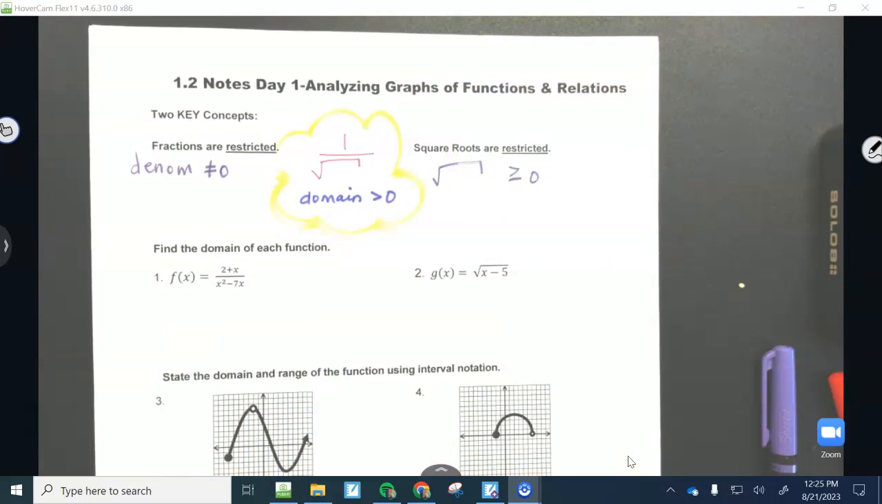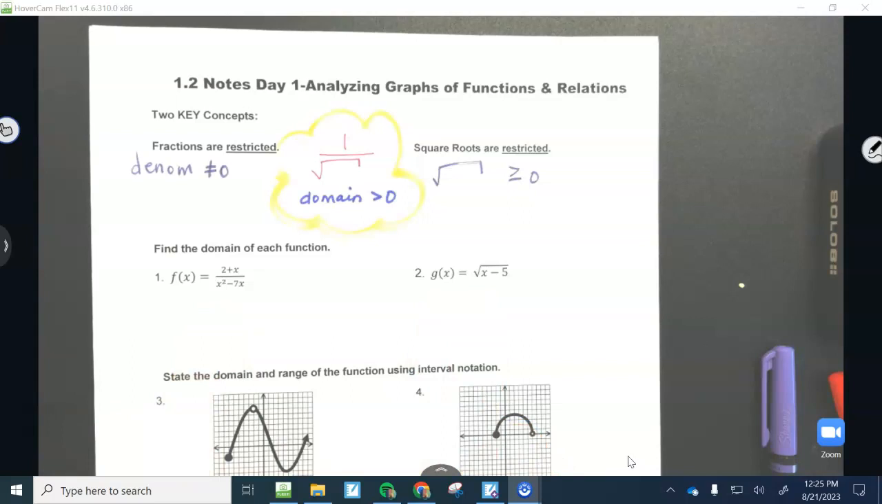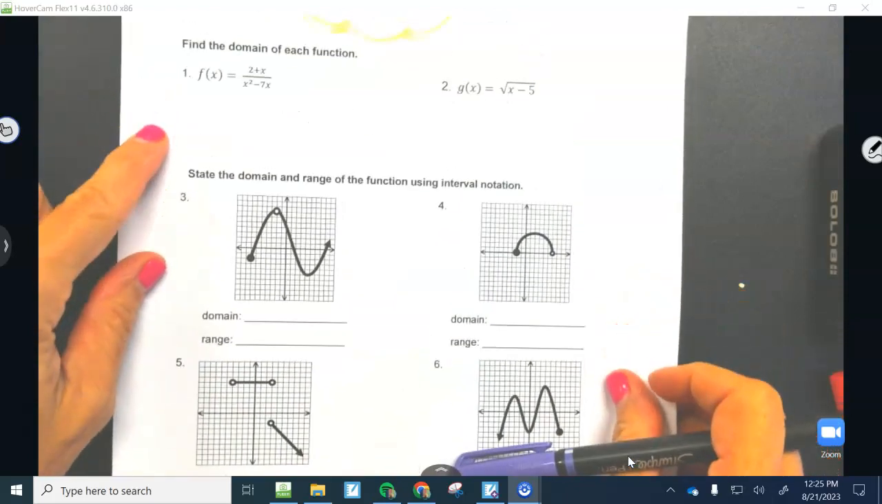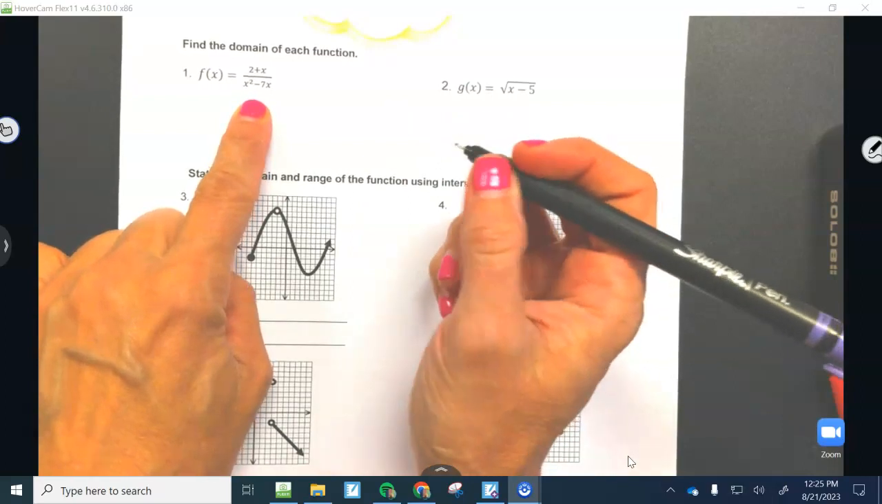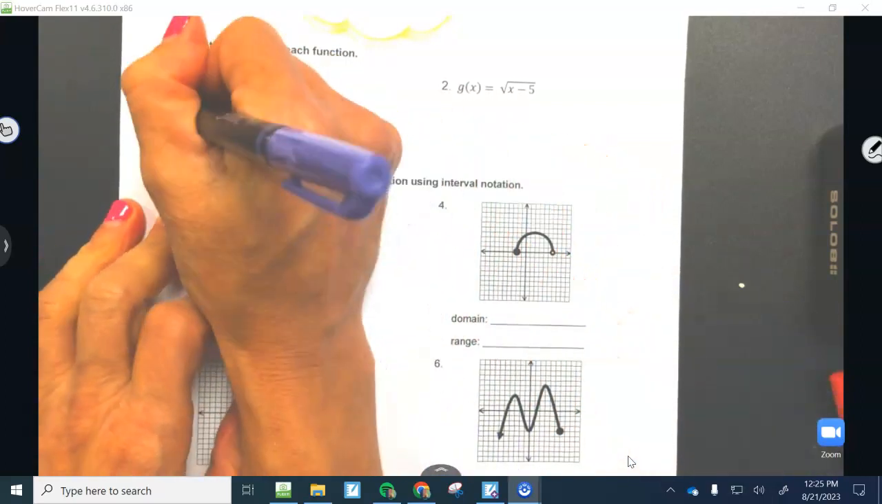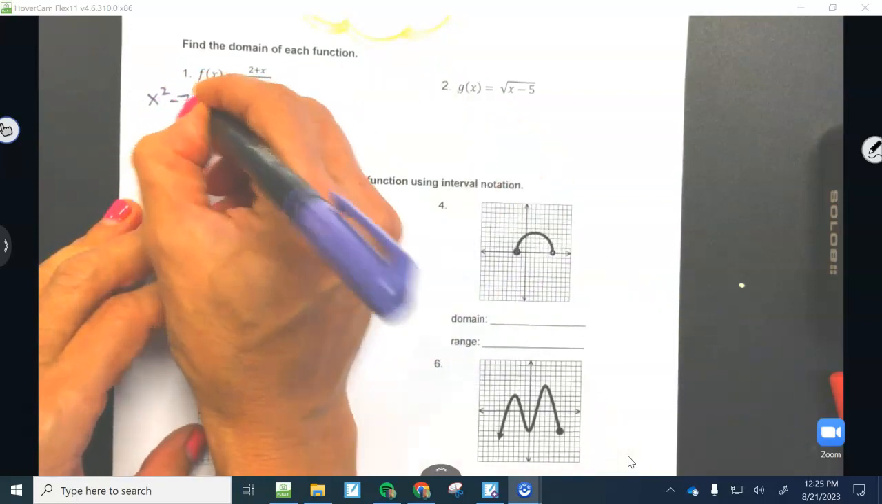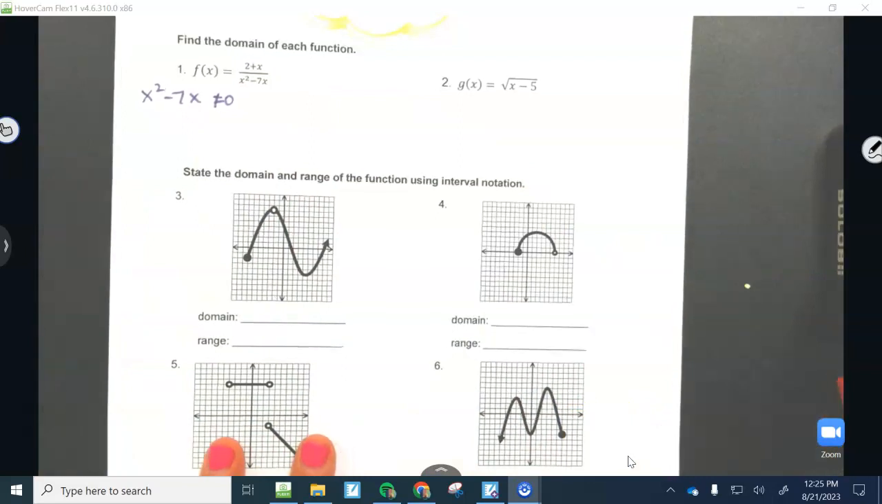Okay, so now that we've kind of reviewed our restrictions, guys, we're going to find the domain for both of these algebraically. So for this first one over here, let me straighten my work. For this one right here, we have a fraction. Remember, you can't have 0 in the denominator. So let's look at the denominator. The denominator is x squared minus 7x, and remember that cannot equal 0. So I'm just going to solve this inequality right here.